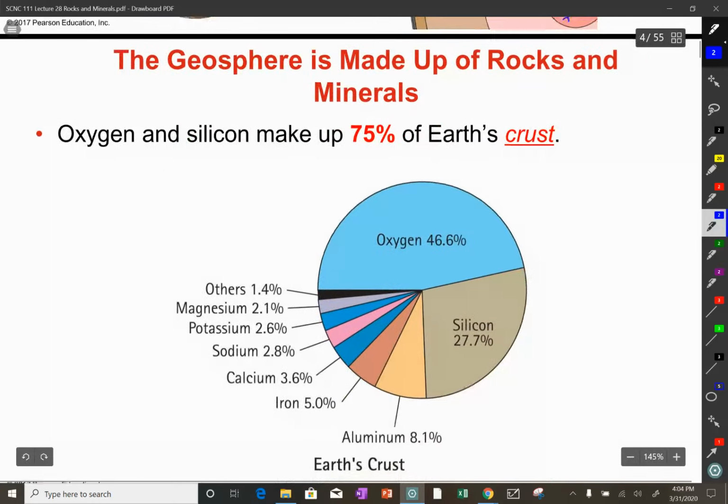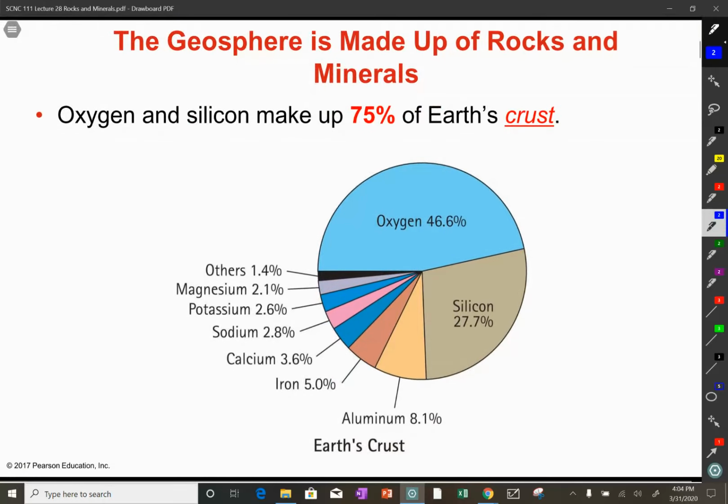So if we look at just the crust, now the crust is the part that we can actually probe. The crust is 46.6% oxygen, almost half oxygen, and 27.7% silicon. That's a little more than a quarter silicon. So silicon and oxygen together are 75% of the Earth's crust. And then we have aluminum, iron, calcium, sodium, and the list goes down, that make up the rest, the last quarter of the crust of the Earth.